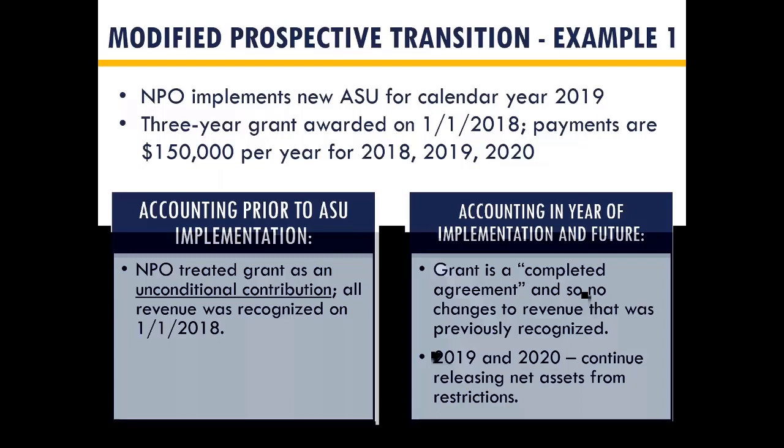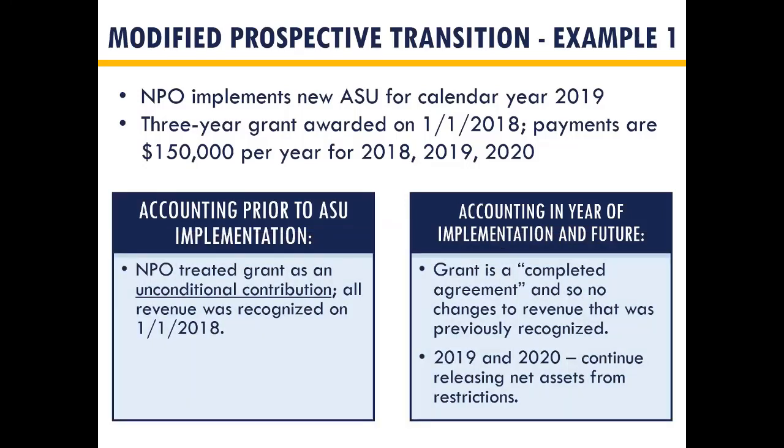So let's look at a couple examples of this. For modified prospective transition, our first example, we have a nonprofit that's implementing the new, clarified standard for calendar year 19. They had a 3-year grant that was awarded on 1/1 of 18, and the payments were $150,000 per year for 18, 19, and 20. So prior to adoption of this new standard, the nonprofit treated the grant as an unconditional contribution, and therefore, in the first year, all of that revenue was recognized on 1/1 of 18. So in the year of implementation and going forward, the grant is already a completed agreement because they've recognized all that revenue.